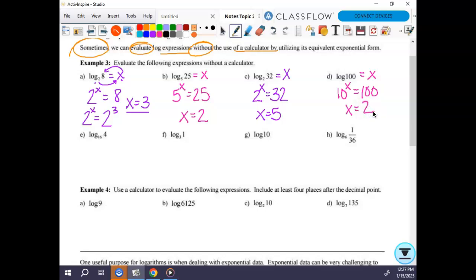Any questions at this point? We're all good? All right, so let's continue on. Set that equal to x. So 16 to the x power equals 4. What would x have to be? 1/2, because that's the square root, right?